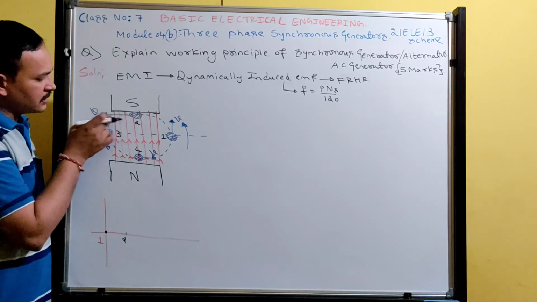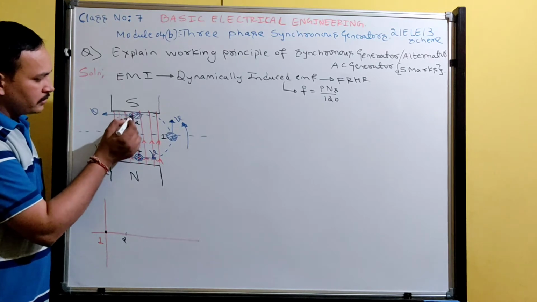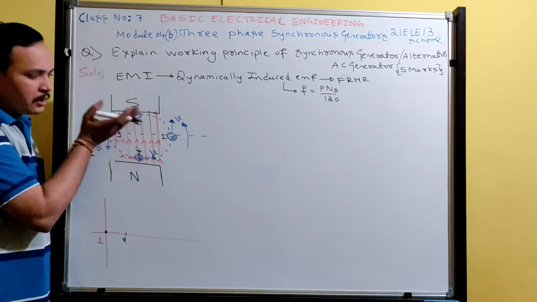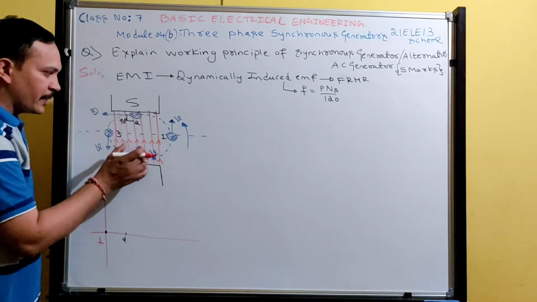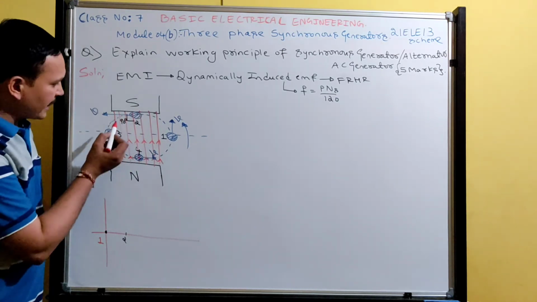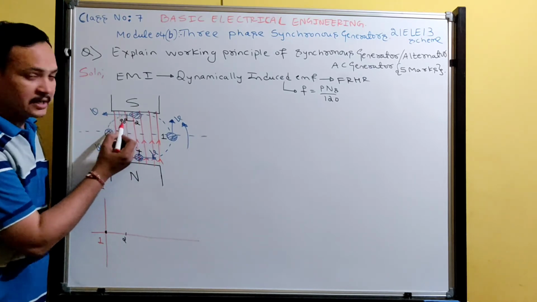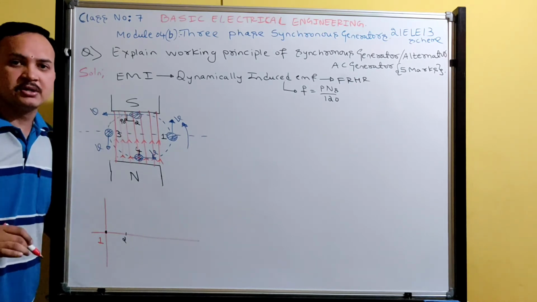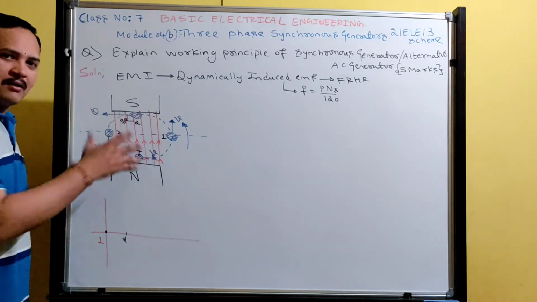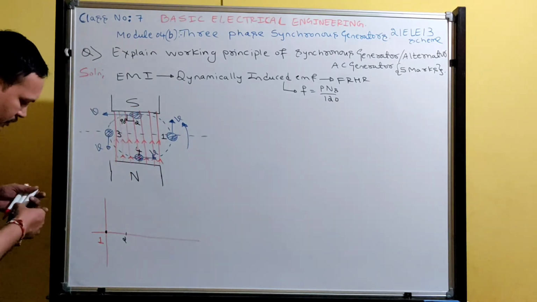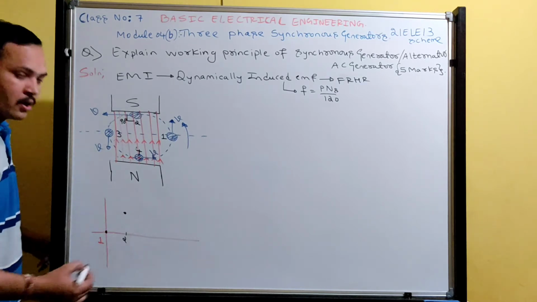Now the velocity of the conductor is perpendicular to the lines of flux. Whenever the angle between the velocity and the lines of flux is 90 degrees, under that condition maximum EMF will be induced, which means the conductor is cutting all the flux. So at position 2, we can predict the maximum induced quantity.